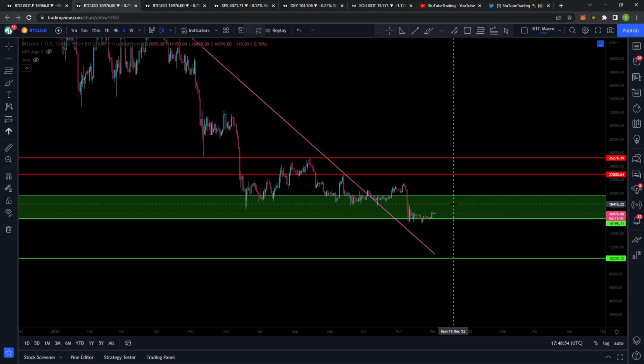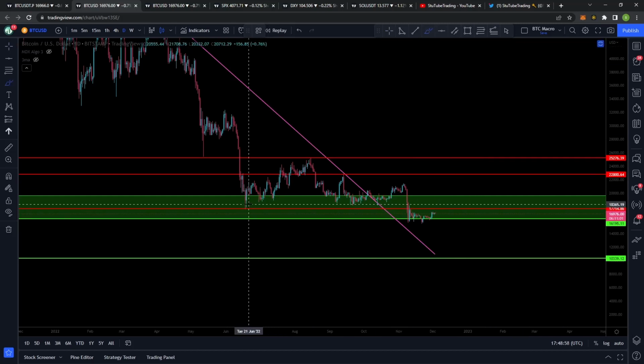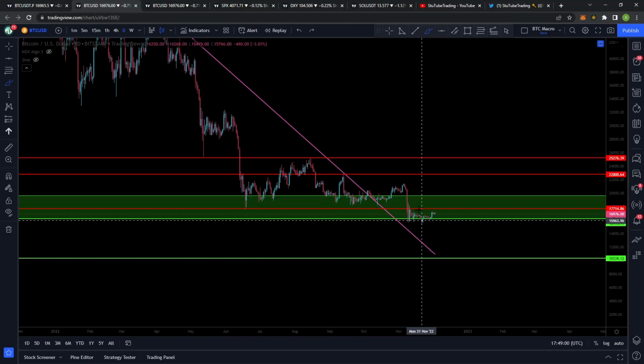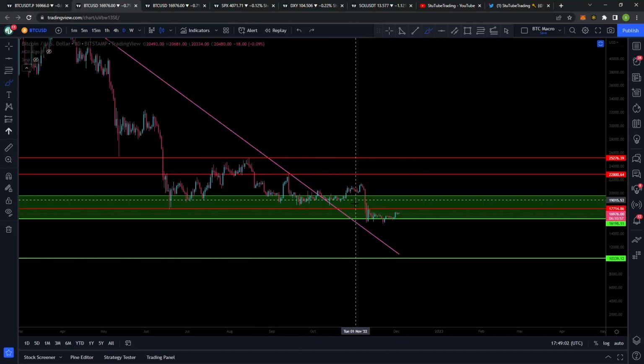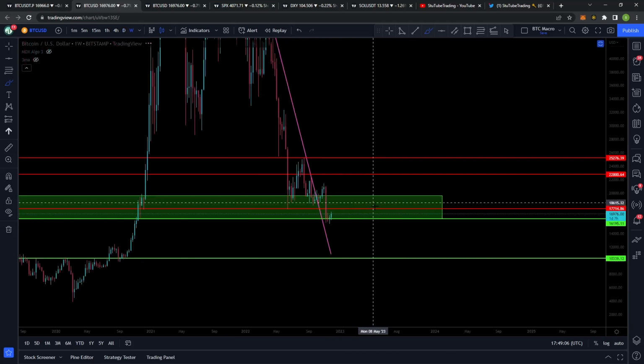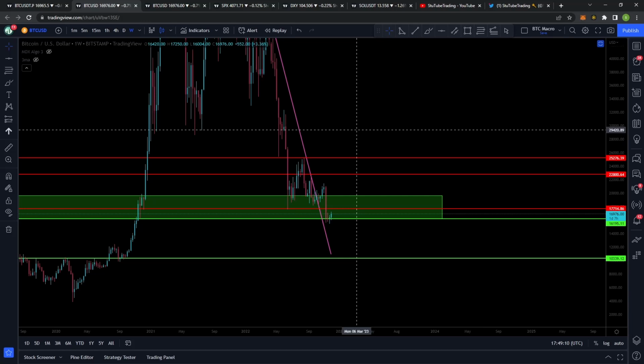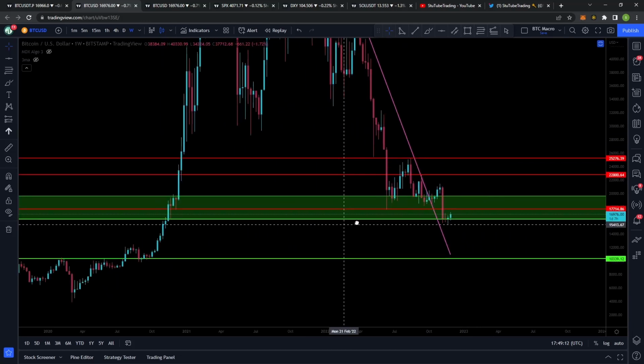One thing that I don't like is that we obviously dropped down. We swept our lows from back in June here. And we got many daily candle body closes below this level, even weekly. We got weekly candle closes below that level. That's obviously not good from a structural standpoint.